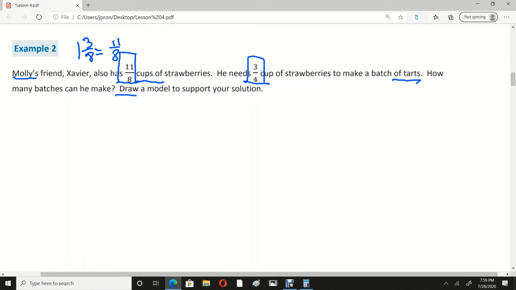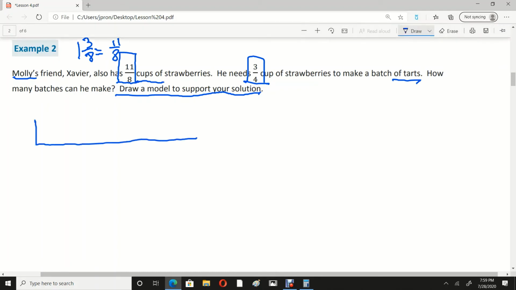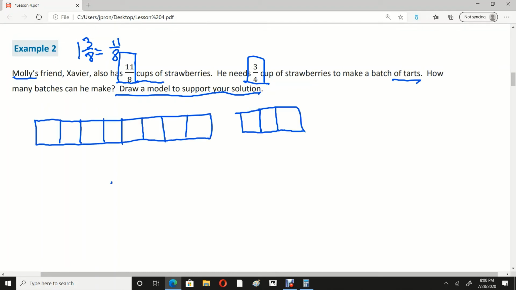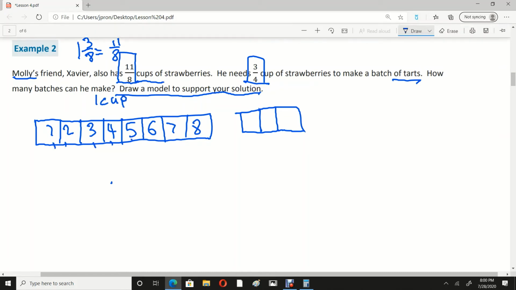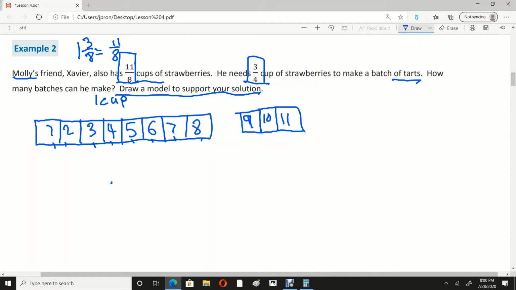Well, let's draw a model to support our solution first, because I actually kind of like these models. I kind of like them, even though I don't know if this is exactly how Eureka would want me to do a model, but I like this little model right here. I like doing the one whole first. So this is one whole cup right here. And each one of these blocks represents 1/8 of a cup, right? So 8 parts of a cup, right? And all of these are equal to 1/8 of a cup. But we have just 3 extra, right? So we have 9, 10, 11/8 cups of strawberries total.